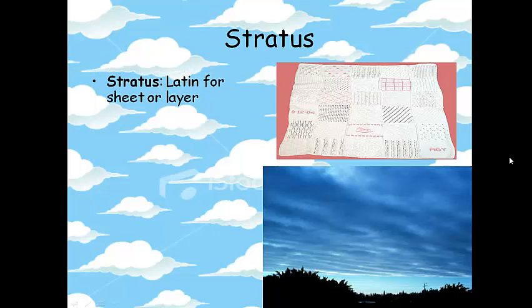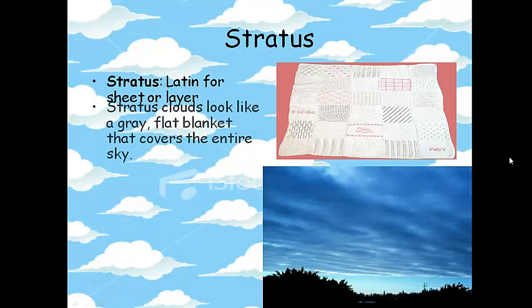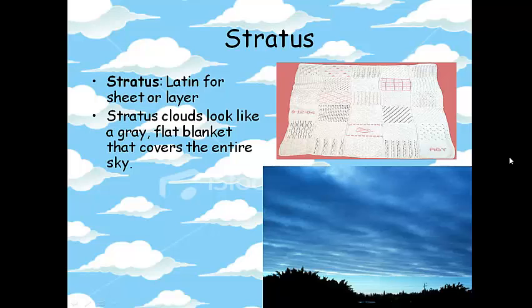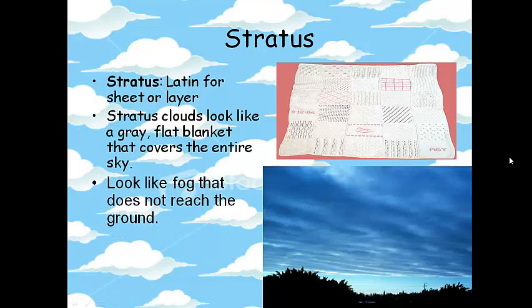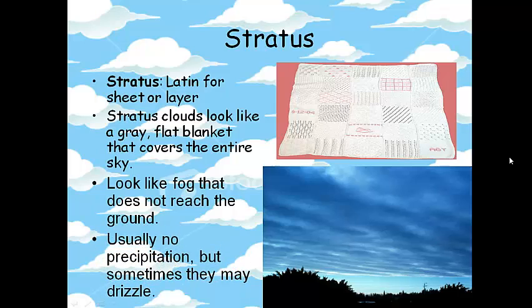Stratus is Latin for sheet or layer. Stratus clouds look like a gray, flat blanket that covers the entire sky. They look like fog that does not reach the ground. It usually doesn't bring any precipitation, but sometimes it can drizzle a little bit.